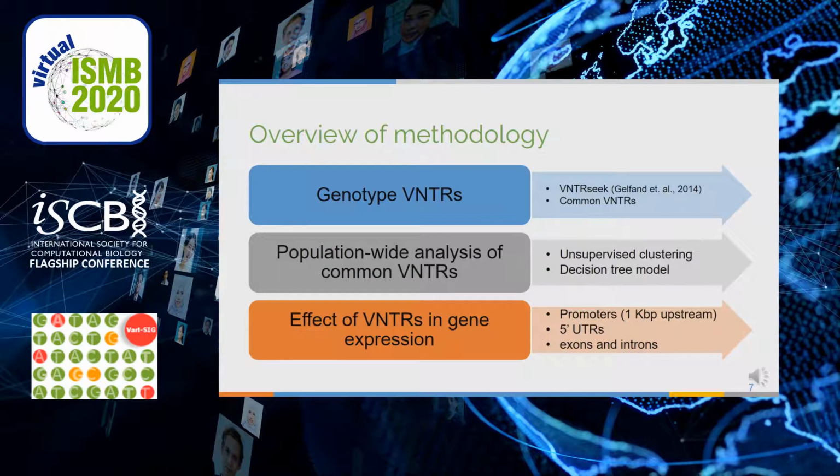So here's the methodology. I'll just go over it, and I'm going to present my results in 3 different parts. First, we're going to genotype VNTRs using VNTR-seq, a tool that was made in our lab again, and we're going to define common VNTRs. We're then going to use some machine learning and do some population-wide analysis of these common VNTRs. And finally, I'm going to investigate the potential effect of VNTRs on gene expression.